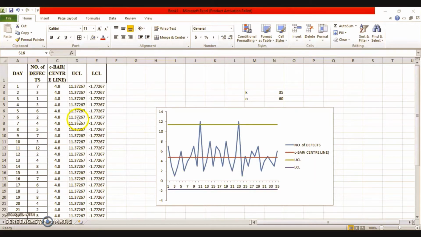So I have taken a problem and I have prepared a line graph here. First of all, I'll discuss the problem with you. In this problem, a textile company is observing some defects in its woven fabric. As a part of the overall quality improvement program, the company has decided to monitor the number of defects found in the woven fabric every day. The fabric produced each day is 1 meter wide and 60 meters in length.